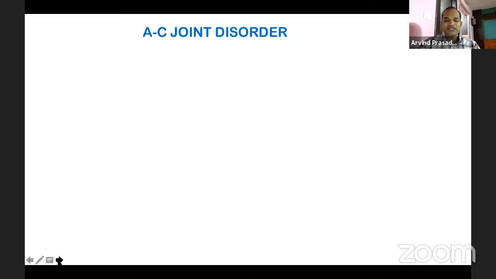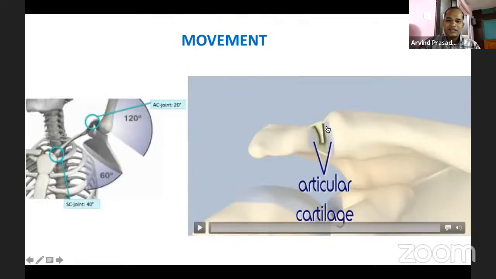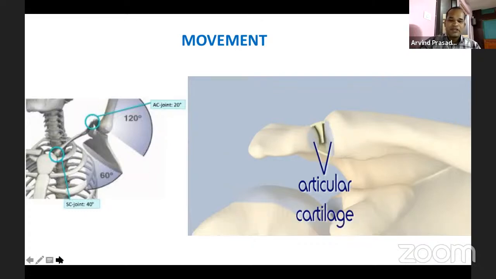The next test is done for AC joint disorder, in which the movement usually occurs between 120 to 180 degrees, and any tenderness around the AC joint is very sensitive for an AC joint problem. Also, the patient will have a problem lying down on the affected side of the shoulder if there is any problem of the AC joint, because in the lateral lying position, all the force gets transmitted through the AC joint. So this gets painful, and the patient will give a history of pain in this area when lying on the affected shoulder.